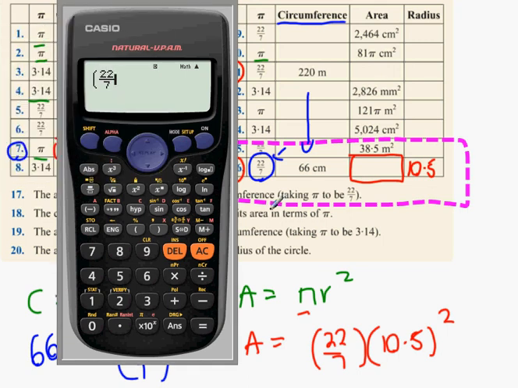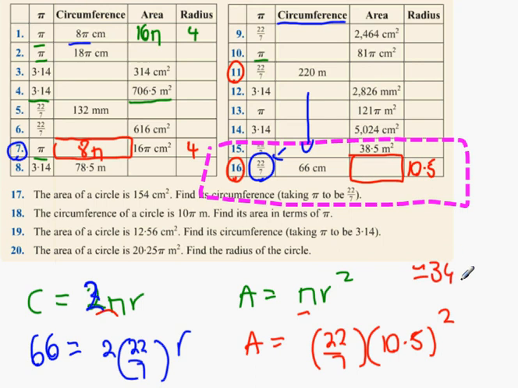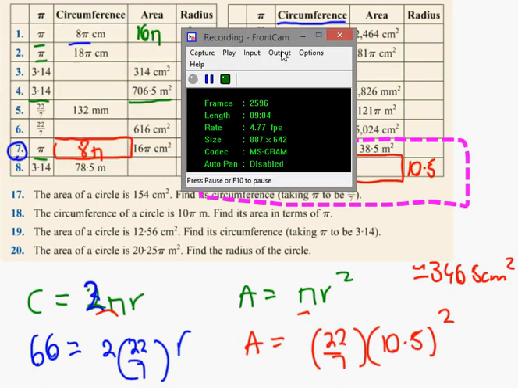What we have here, guys, is 22 over 7 multiplied by 10.5 squared. 346.5. And as Ben rightfully said, it's going to be 346.5 centimeters squared. Okay, so in class today I've done which questions? I didn't do all of them.